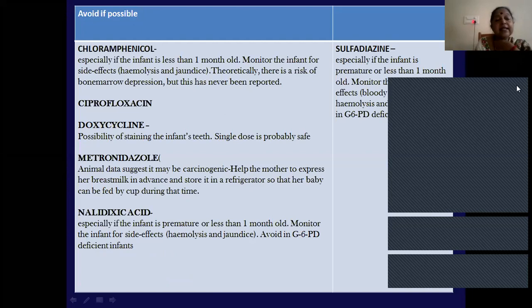About doxycycline, there is staining of teeth, it is a tetracycline again. So a single dose is probably safe. Metronidazole, the animal data suggests it is carcinogenic. So in these women, if you are giving metronidazole, you have to help the mother to express and store milk so that the baby can be fed during that time. But I don't know, this metronidazole is relatively safe in antenatal patients as well as postnatal patients.